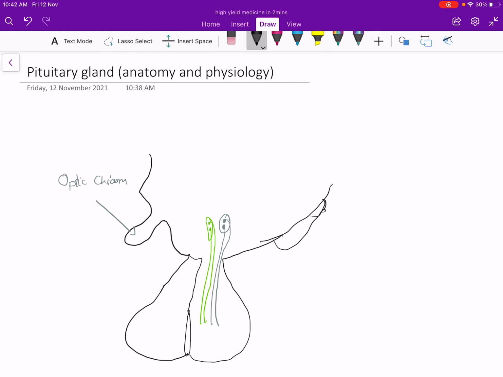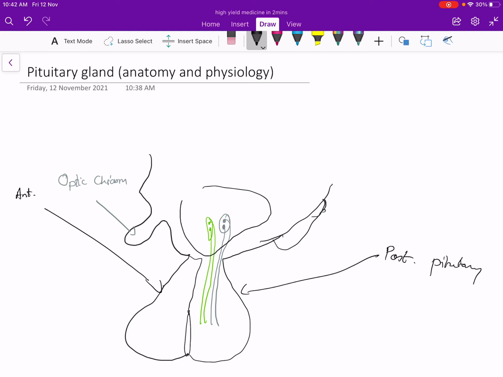And basically this is the anterior pituitary, and this is the posterior pituitary, and this portion here above the anterior and posterior pituitary, this is the hypothalamus. Obviously above the hypothalamus would be the thalamus, and this body you see here which is hanging like this, this would be the mammillary body.